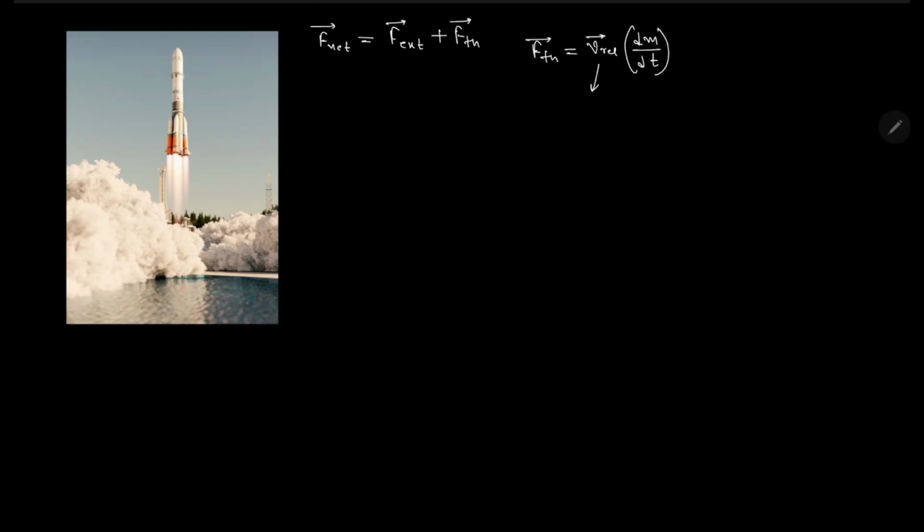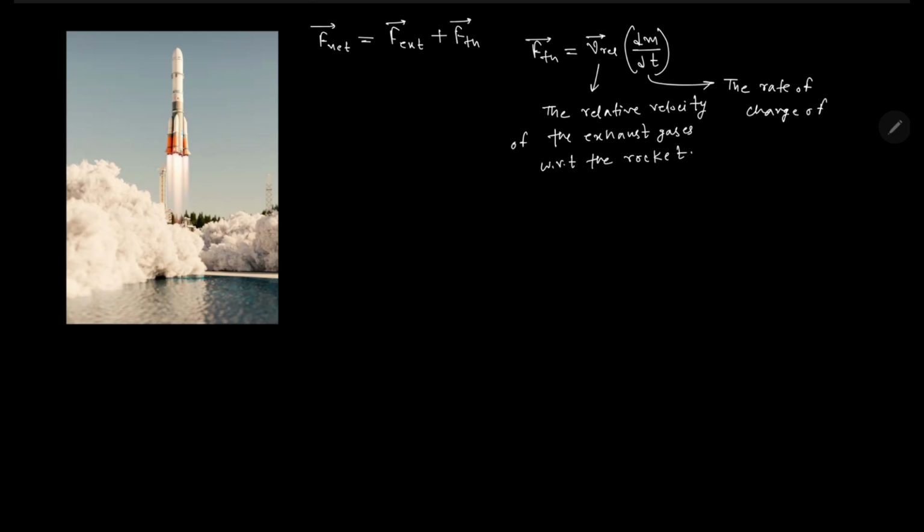And this V relative is the relative velocity of the exhaust gases with respect to the rocket. And this dm upon dt is the rate of change of mass of the rocket.